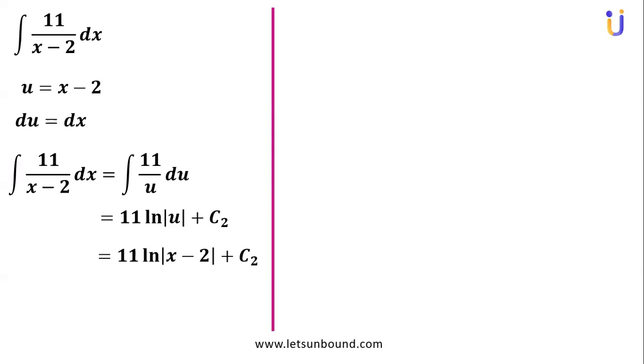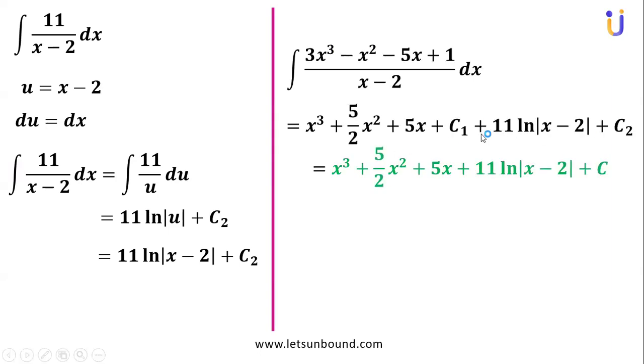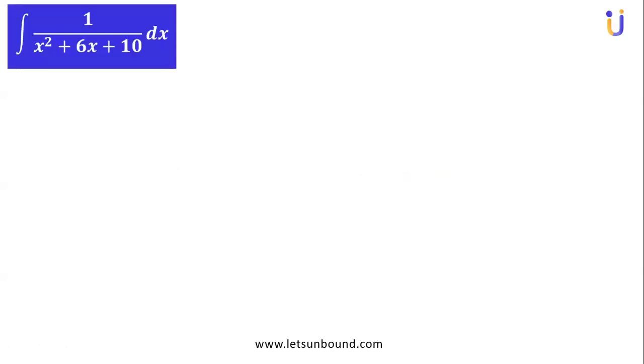Now you combine those results, right? C1 and C2, they are anyways just numbers. So you make it a single C and combine all those terms. That's how the U substitution will work. Here, a double U substitution, right?